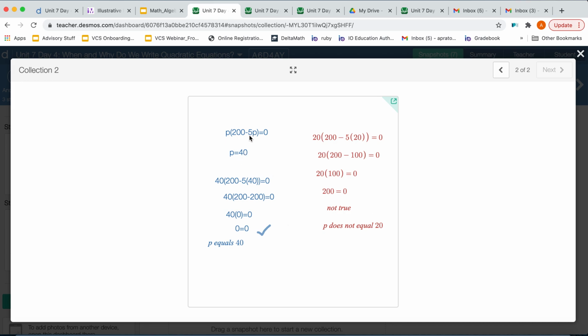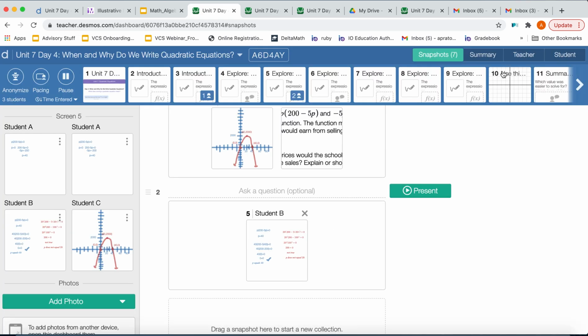Student B substituted 40 into the equation, tried it out, got an answer, said it was 40, tried 20, said it was not 20, and then just found an answer of 40. So they forgot to find 0, which is a misconception that happens a lot. So this is featuring a misconception and this strategy of guess and check.